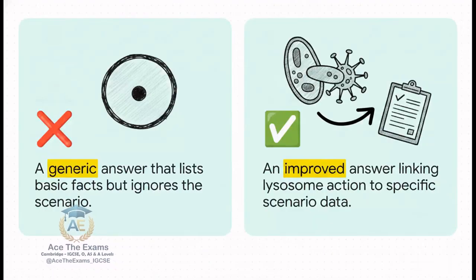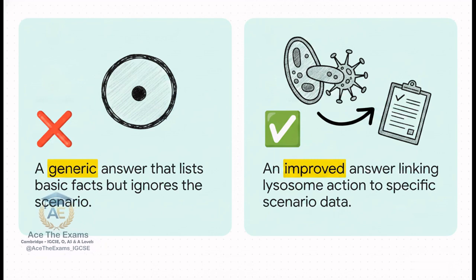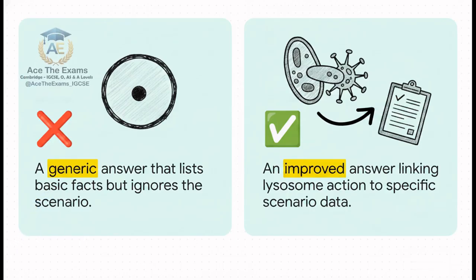Take a look at this comparison. On the left, we've got a flawed generic answer. This is the kind of mistake that just hemorrhages marks. But on the right, you'll see the improved, top band, context-specific phrasing that literally locks in your grade. The generic side just lists basic facts, right? Saying things like, lysosomes contain hydrolytic enzymes for digestion.